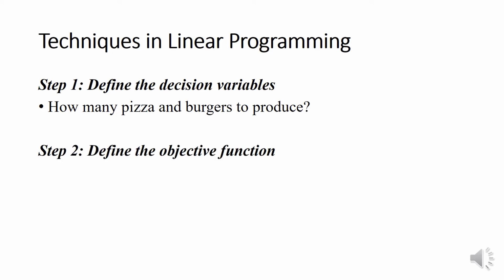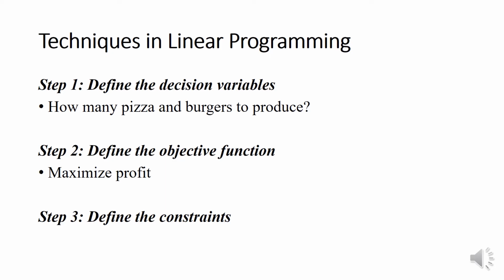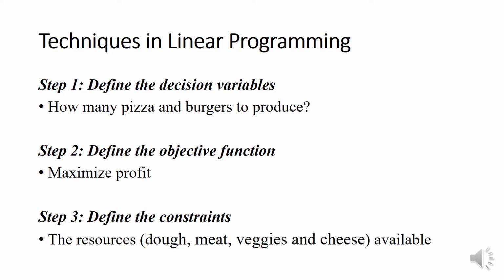The second step is to define the objective function. So what is the objective of the problem? To maximize the profit. And next will be to define the constraints. What are the constraints? The resources, since the resources are limited. So we have the dough, the meat, the veggies, and the cheese available.